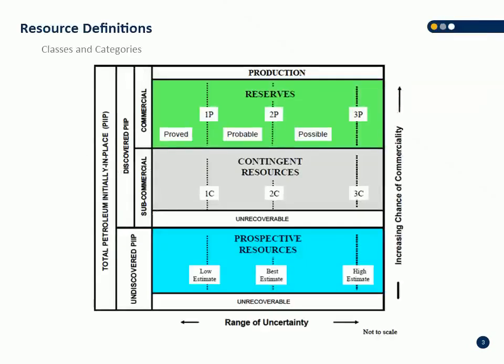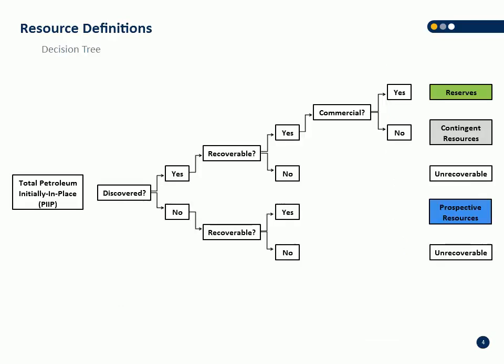So the McKelvey box again. Very familiar with this by now. Our lowest volume, highest certainty over here. Highest volume, lowest certainty on the right, and highest risk on the bottom, lowest risk on zero risk in terms of the same decision tree we saw a couple times on day one. You start with your petroleum in place. You determine if it's discovered or undiscovered, recoverable or unrecoverable, and then commercial or subcommercial.